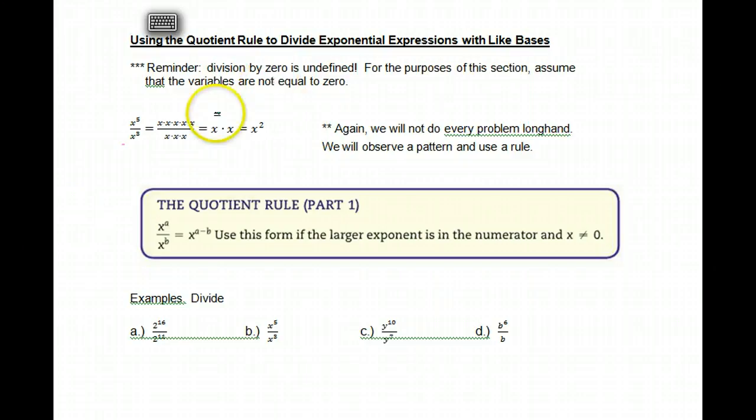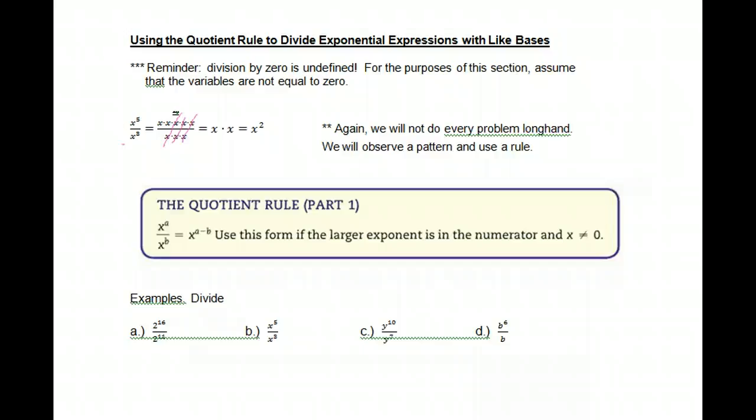As you look at this example, we could very easily put this example in expanded form, just like we did at the beginning of the other section that we covered. We could allow our x's to cancel each other out and see that we're going to have 2 x's remaining, multiply them back together, and have an x squared. Again, we would not want to do every single problem longhand. Imagine if our variables were huge. That would take us a very long time to have to do every single problem longhand like that.